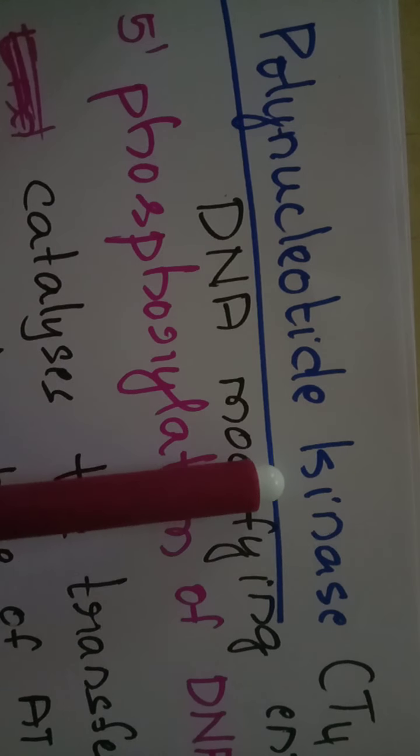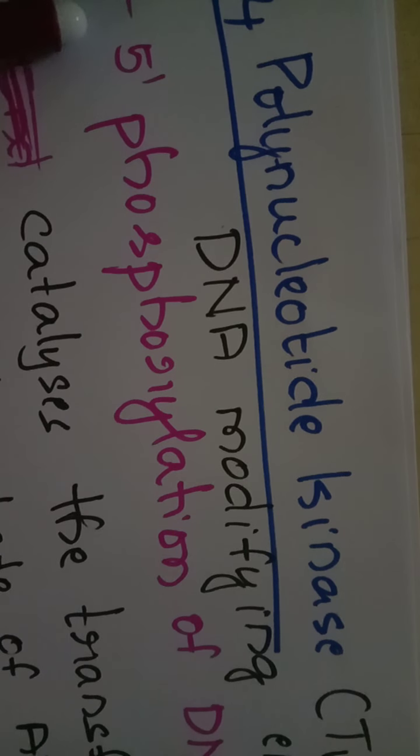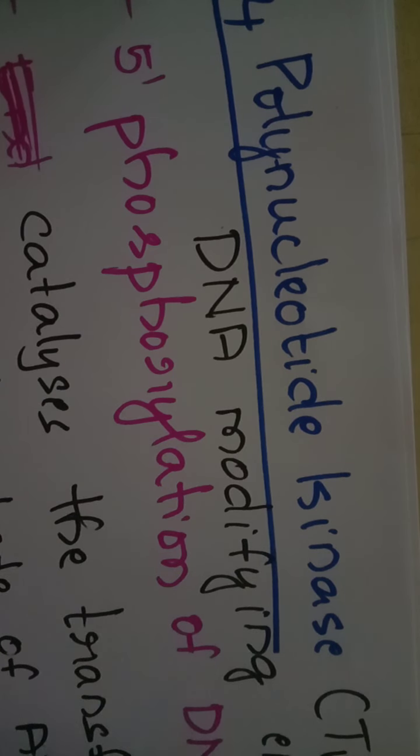The second important DNA modifying enzyme is T4 polynucleotide kinase, also known as T4 PNK. Have you heard of kinases? Kinases add phosphate groups. This T4 polynucleotide kinase modifies DNA by adding a 5' phosphate group. It is involved in the 5' phosphorylation of DNA or RNA.